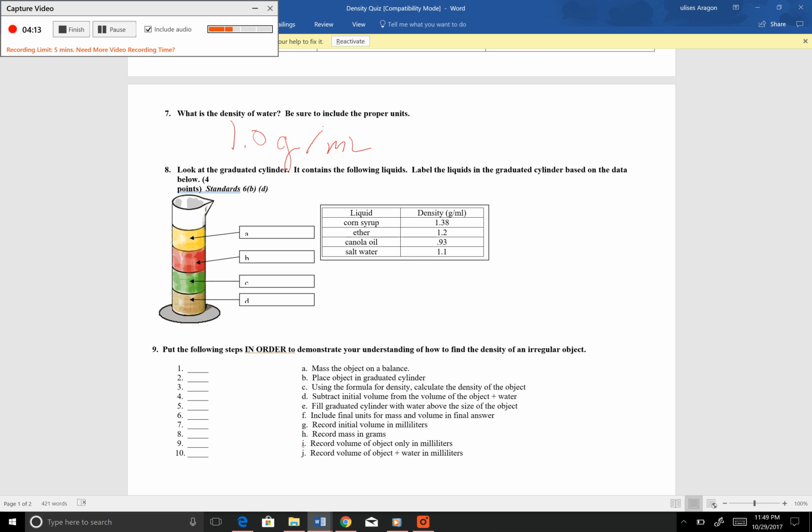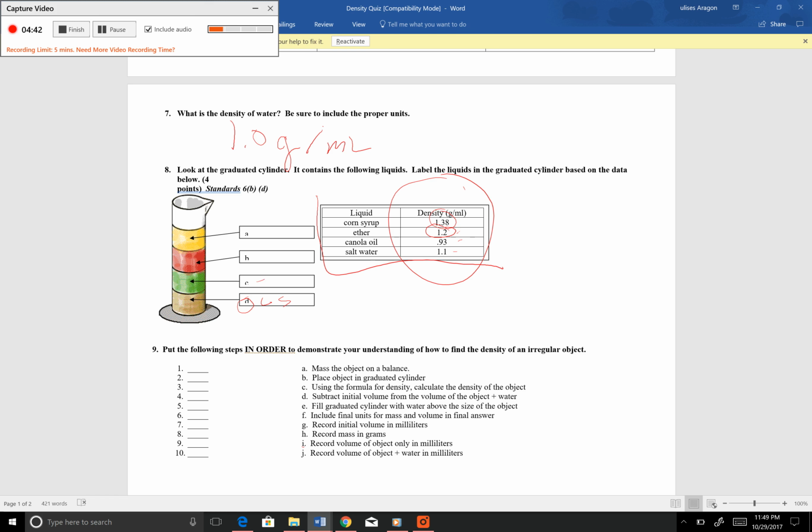So what I want you guys to understand is here are items, and here is their density. If you have a high density, you are going to sink. That means that you have more stuff packed inside of you, so you will sink. So the one with the highest density is going to be 1.38. So 1.38 is going to be here, and that's going to be corn syrup. The next one up is going to be ether.